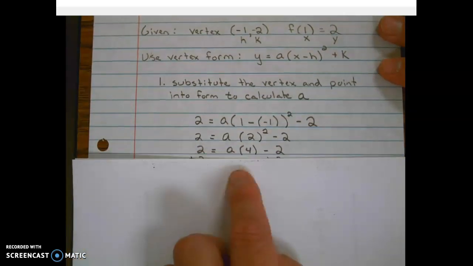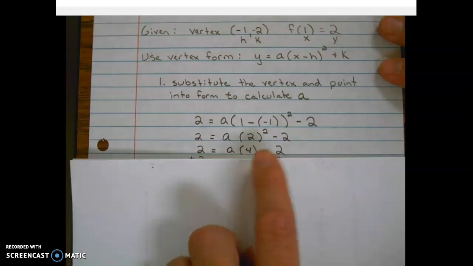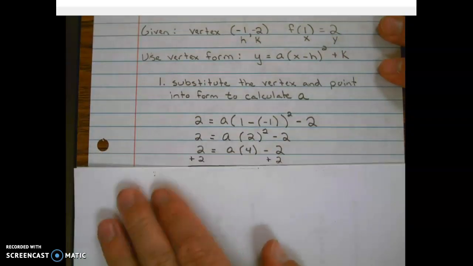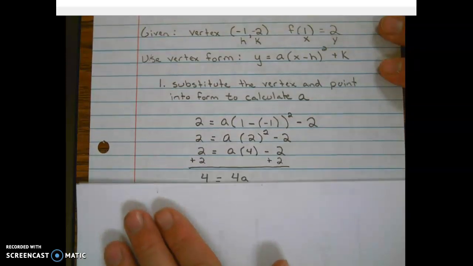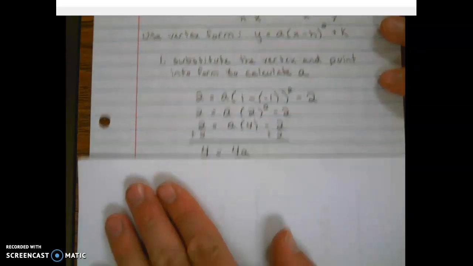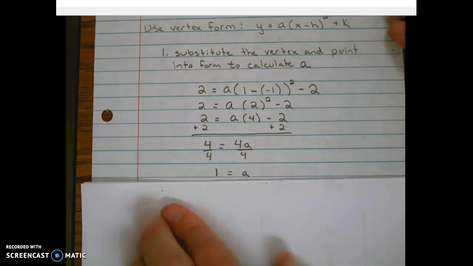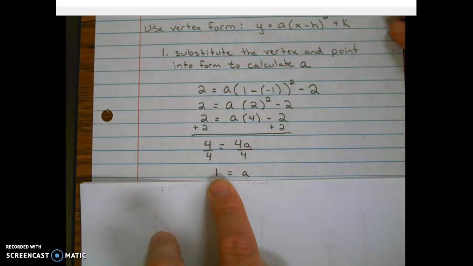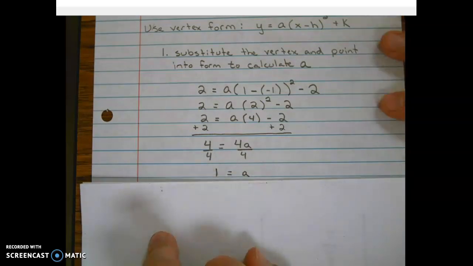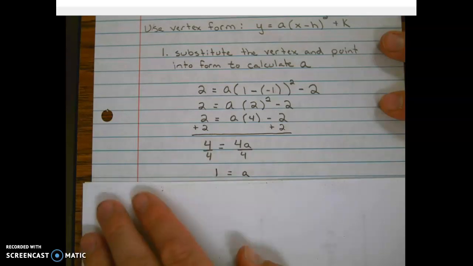And now at this point, we can begin solving. When you solve, remember you're going to do GEMDOS backwards. You're going to undo adding and subtracting first, and then you undo multiplying and dividing. And we have our a value. Since our a value is 1, there is no stretch or compression. And there is no reflection, since it's positive.